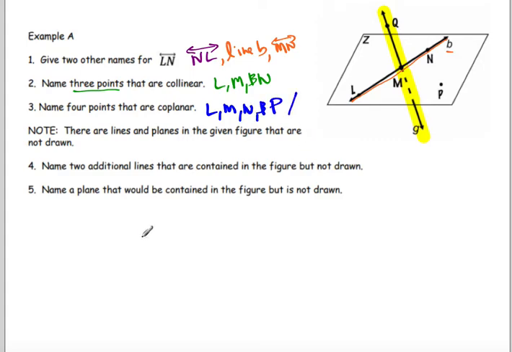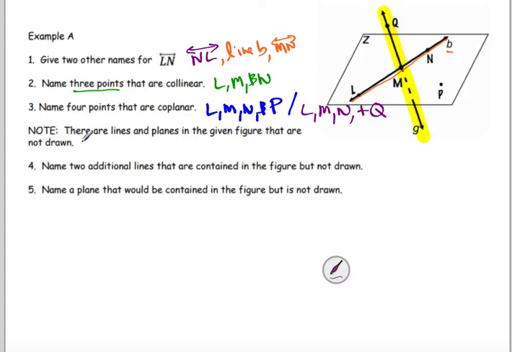Now we do have one more option here. Anytime you have 2 lines intersecting, they can define a plane. And so we've got this line that I have in orange, and it's intersecting with this line here. And those can create a plane that's going up and down through this other plane. And with those 2 lines, we can find 4 points that would be collinear. Those points would be L, M, N, and Q. So those would also be coplanar.